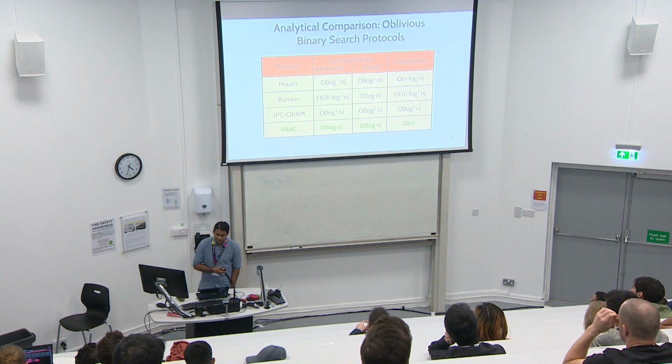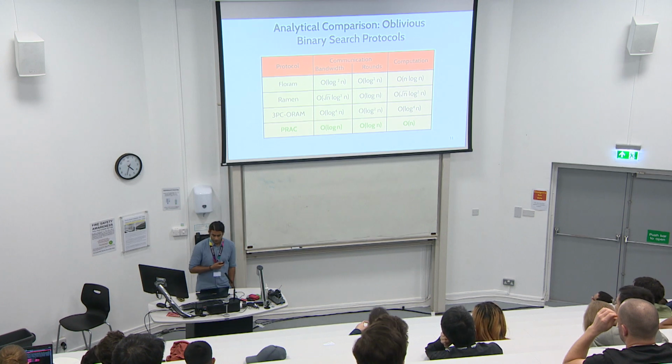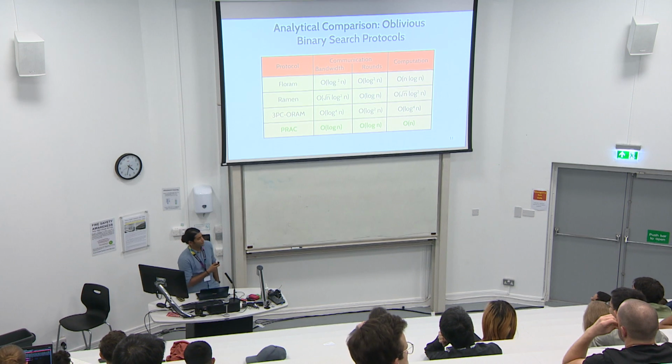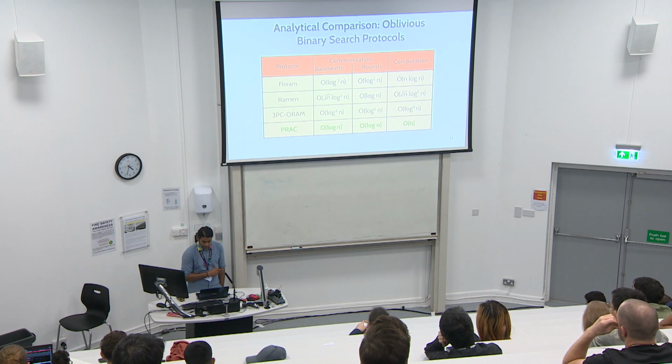And so to quickly analytically compare our work with other approaches for oblivious binary search, FLORAM presents an oblivious binary search protocol with log squared n bandwidth and rounds, and n log n computation. So this arises from log n DPFs. That's where you end up with these analytics.